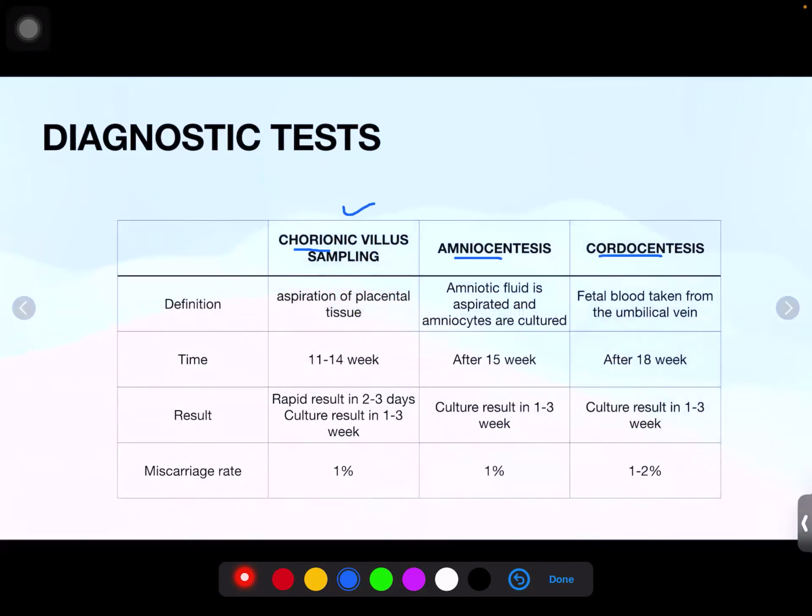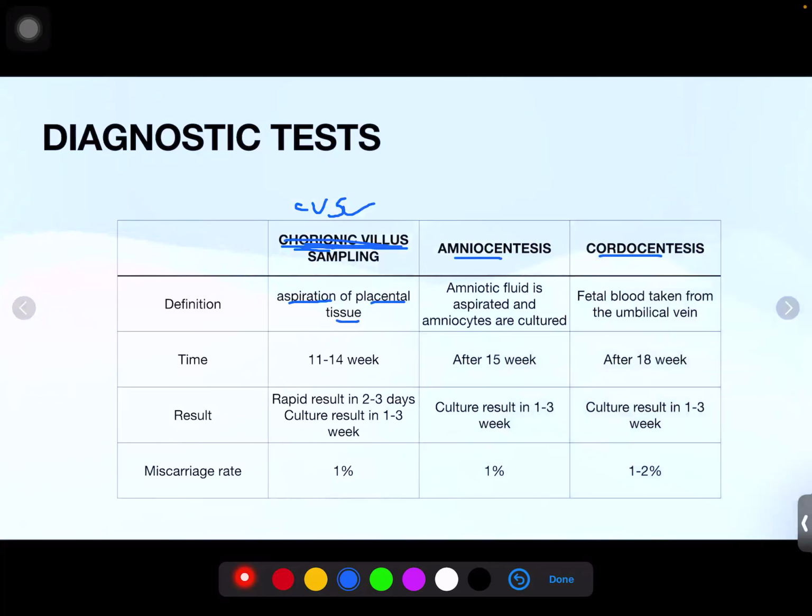So what happens in chorionic villus sampling? It is CVS. You have listened to it multiple times. In CVS, you aspirate placental tissue, so chorionic villi. You take a sample of chorionic villi, it is a placental tissue. You can take it transabdominally, or you can take it transvaginally, ultrasound guided.